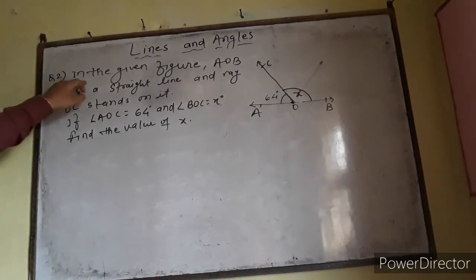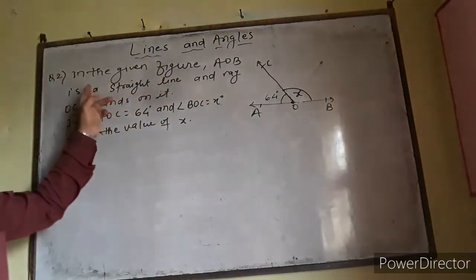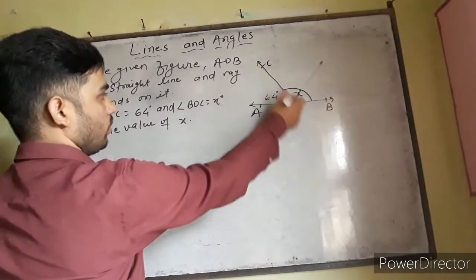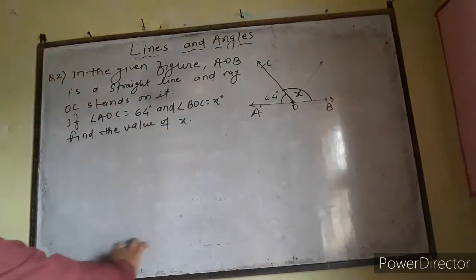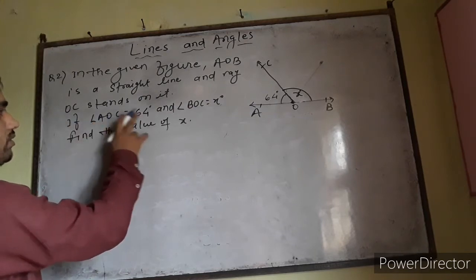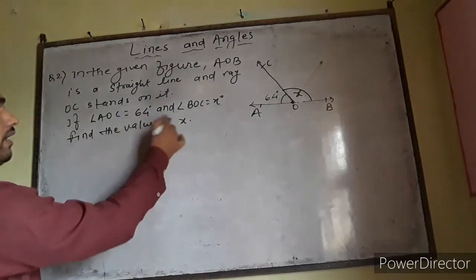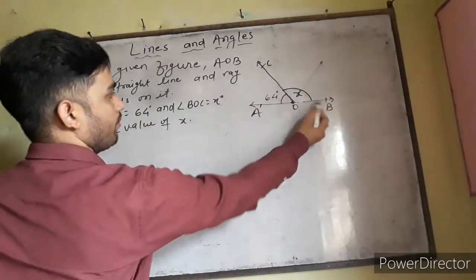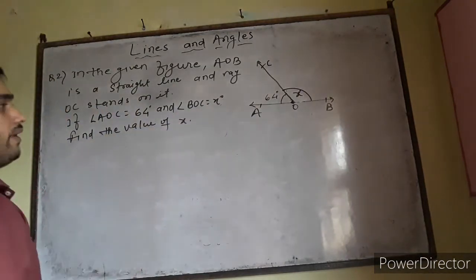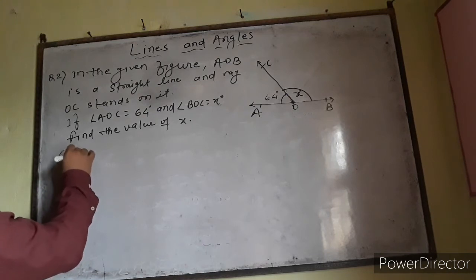Next question: in the given figure, AOB is a straight line, and ray OC stands on it. If angle AOC is equal to 64 degrees, and angle BOC is equal to x degrees, find the value of x. We have to find the value of x. So we can solve it.